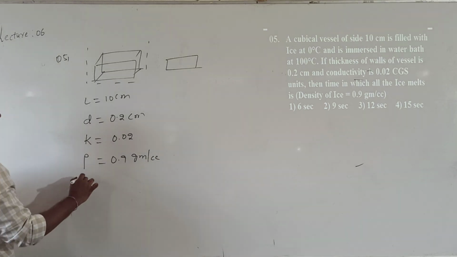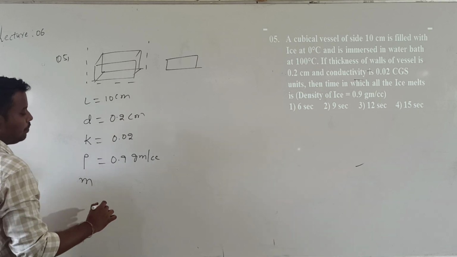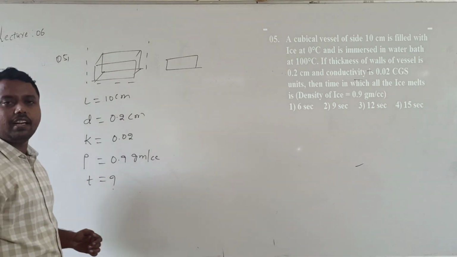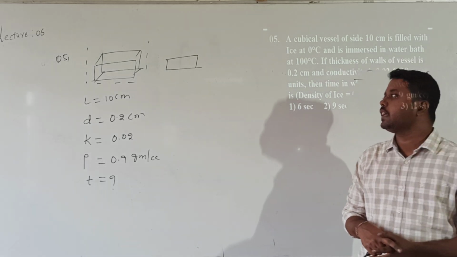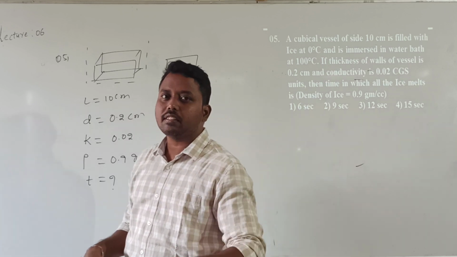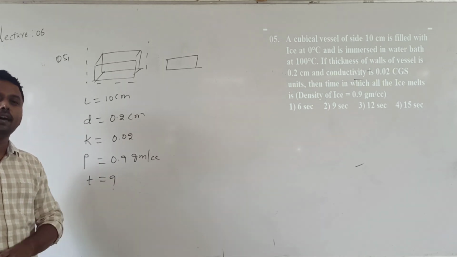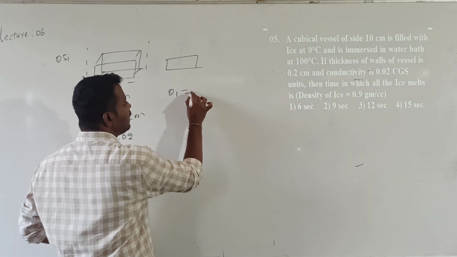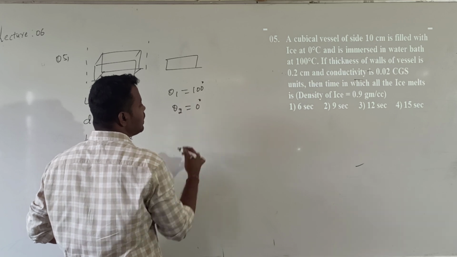We are asked to calculate the time taken for the total ice to melt. Question clear? One cubical vessel is there. Its length is given, thickness is given, and thermal conductivity is given. It is initially filled with ice at a temperature of 0 degrees and kept in a hot bath of temperature 100 degrees. Outside temperature theta 1 is 100 degrees Celsius. Inside temperature theta 2 is 0 degrees Celsius.